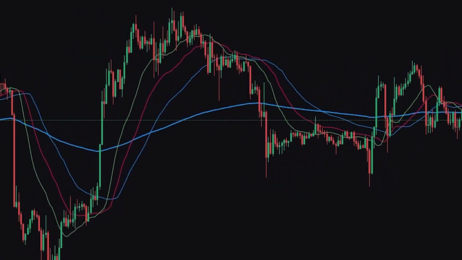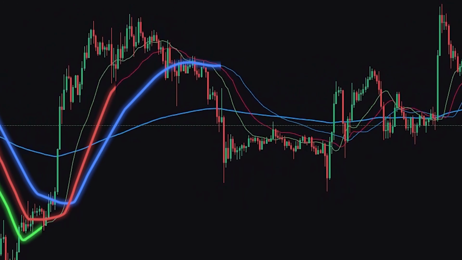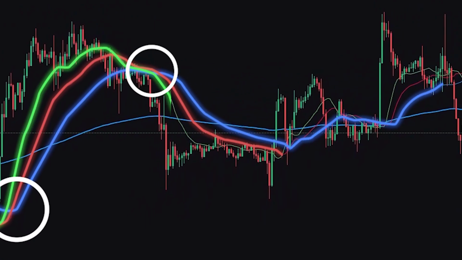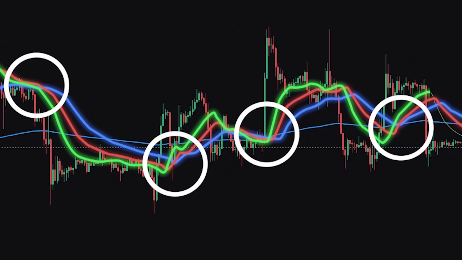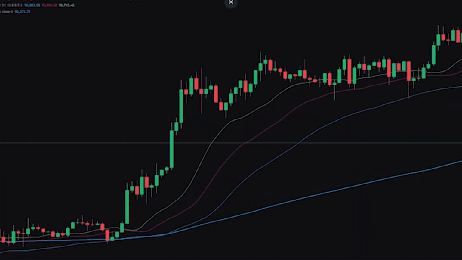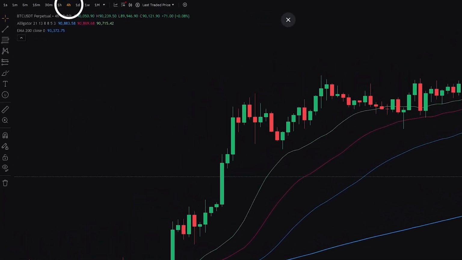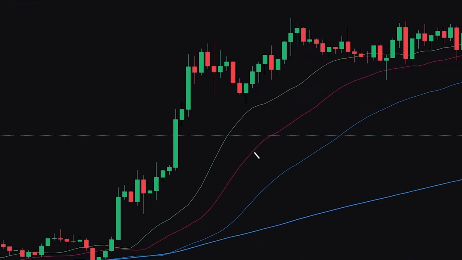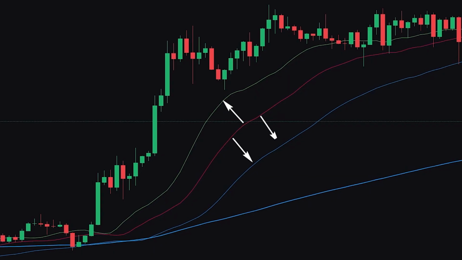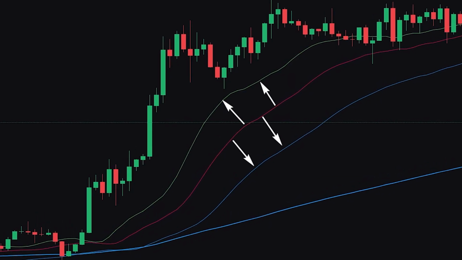There are also a few additional nuances worth paying attention to. If the alligator's lines are intertwined, the market is asleep. It's better to skip such moments than to try to catch a move that simply doesn't exist. Signals become more accurate on higher time frames, from 1 hour to 4 hours. On faster intervals, there's too much market noise. And one more point, the wider the lines spread apart, the stronger the impulse that's worth using.